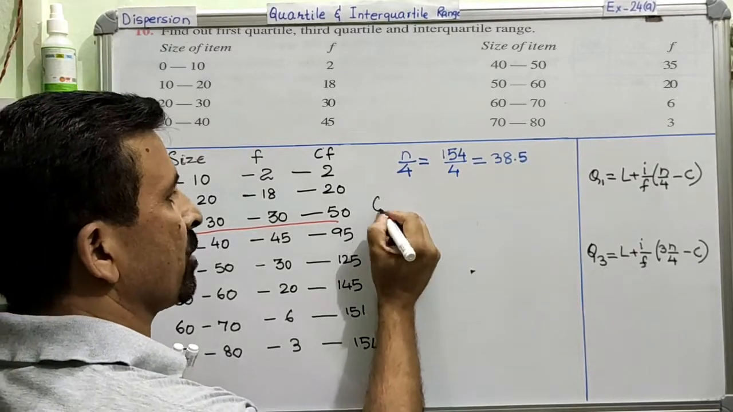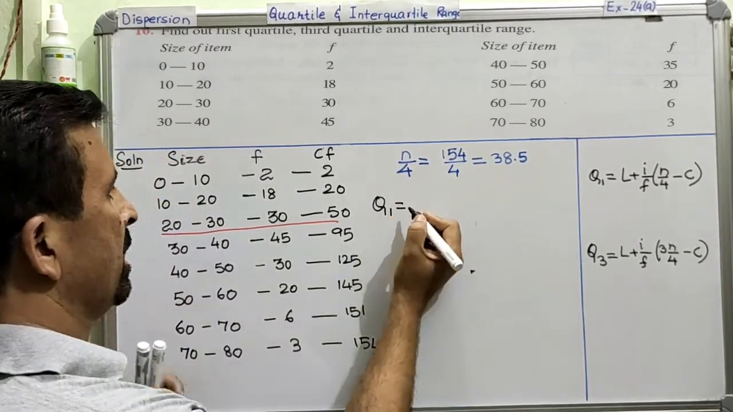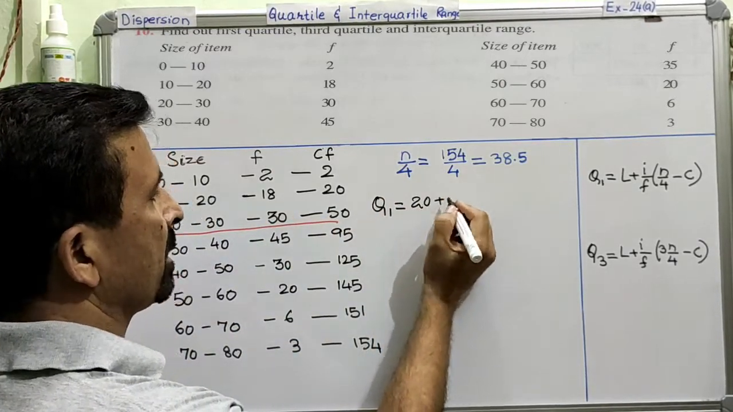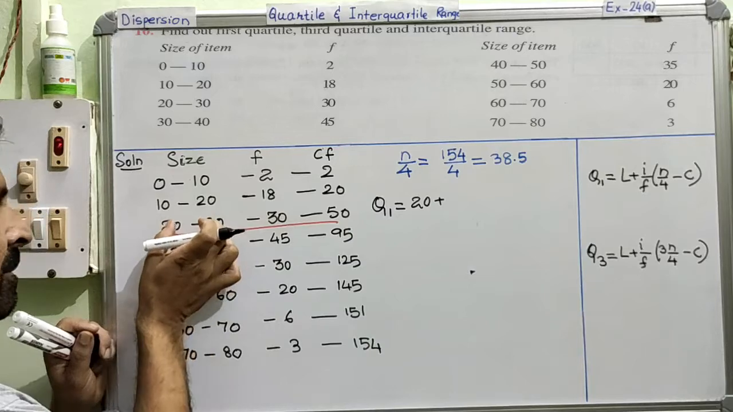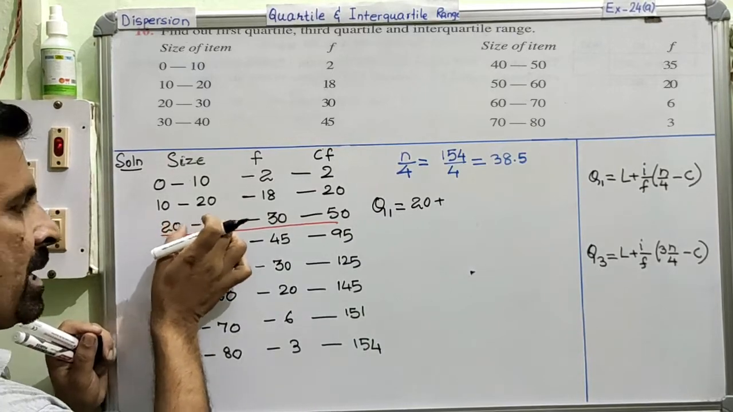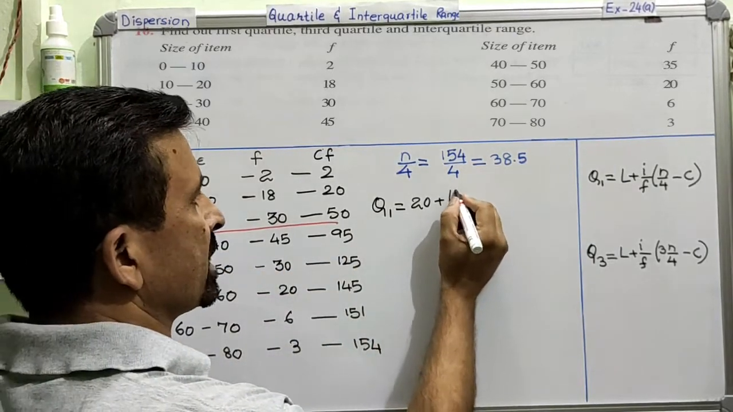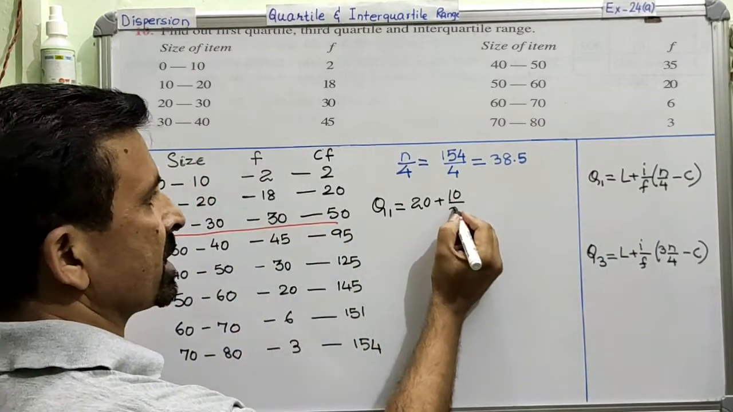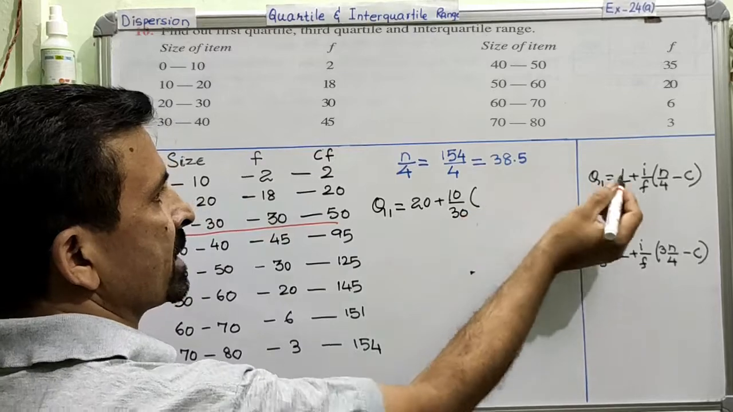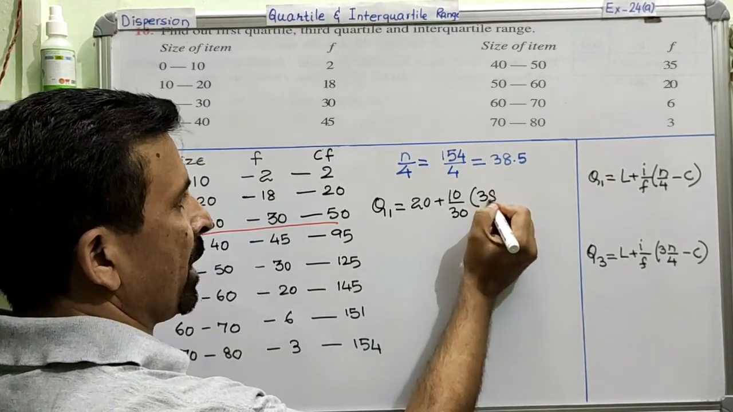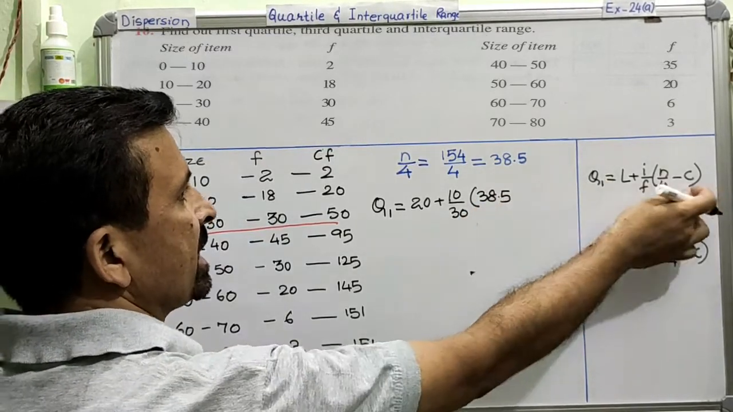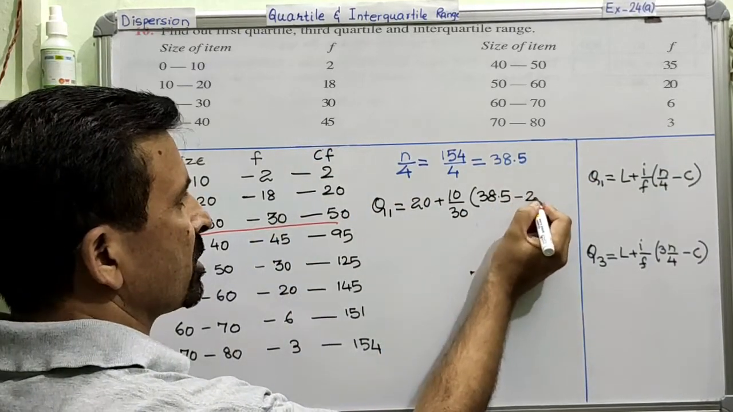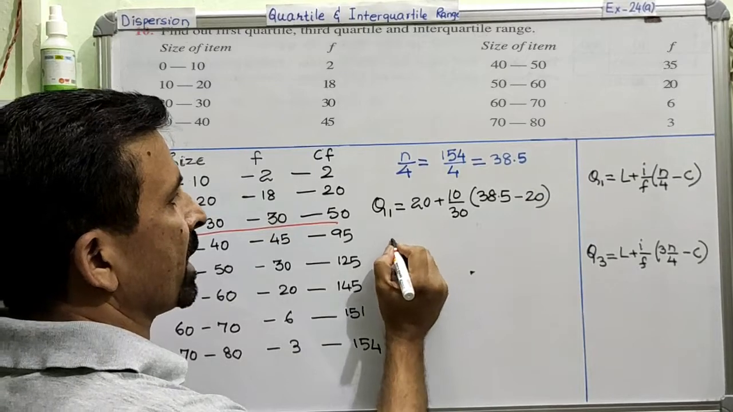So now we are going to calculate Q1. The lower limit of this class interval is 20. So 20 plus, I missed the class width, the interval. The difference between the lower limit and upper limit is 10. Now the frequency of that class interval is 30. And now this n over 4 you have calculated as 38.5. And C is the previous cumulative frequency, and that is minus 20. Clear?